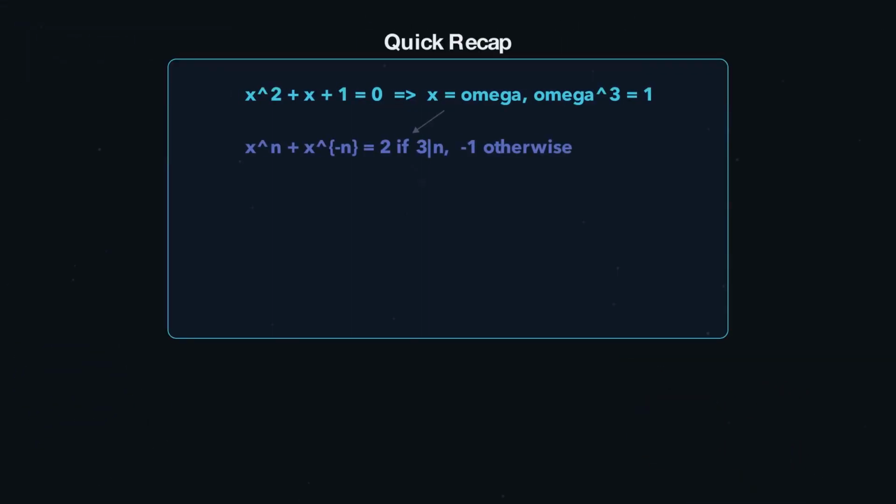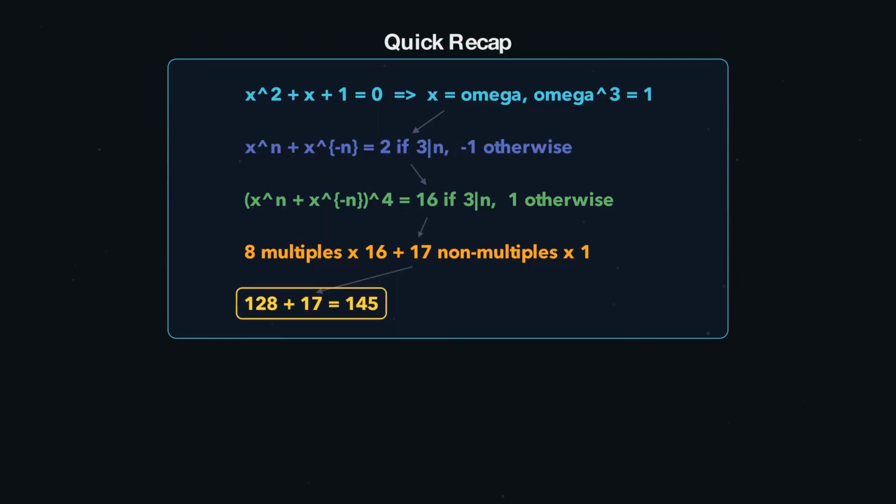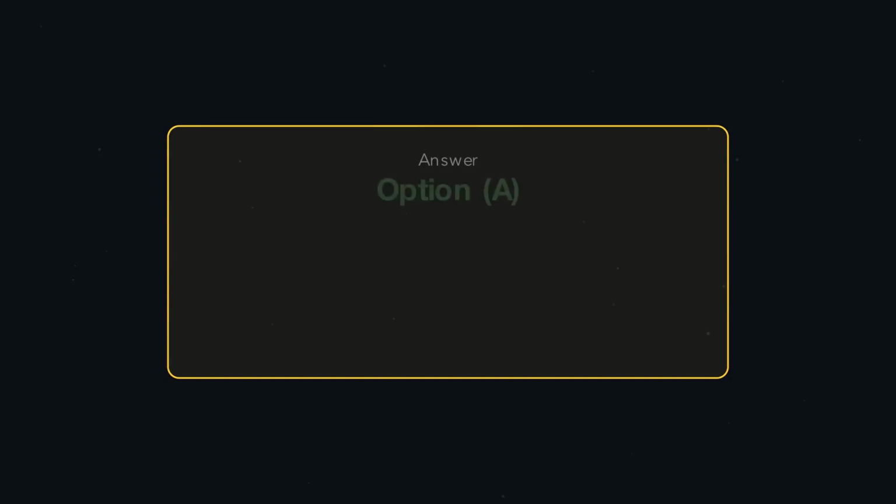From 1 to 25, there are exactly 8 multiples of 3. 3, 6, 9, all the way to 24. The remaining 17 terms are the non-multiples. So our sum is 8 times 16, which is 128, plus 17 times 1, giving us 128 plus 17, which equals 145. The answer is option 1, 145.